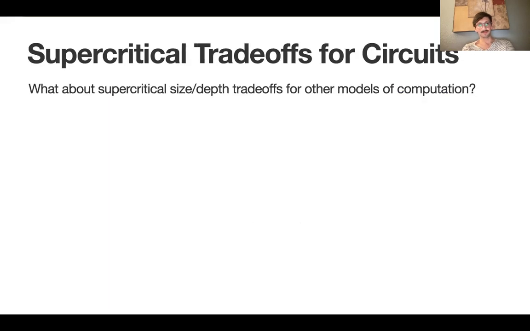Okay, so in the last bit of this talk, I want to talk about supercritical trade-offs for other models of computation, in particular size depth trade-offs. So I think this is a very natural question. We make some preliminary progress on this question, but I think there's a lot of great open problems here.